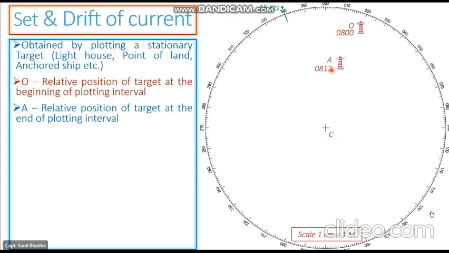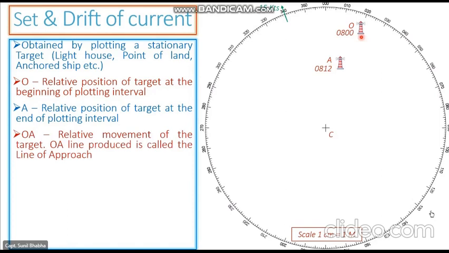As per our naming, we name it as A, Alpha. Now if we join the line Oscar to Alpha and extend it further, this will give us a relative line of approach represented by two arrows. So you can see the relative line of approach.